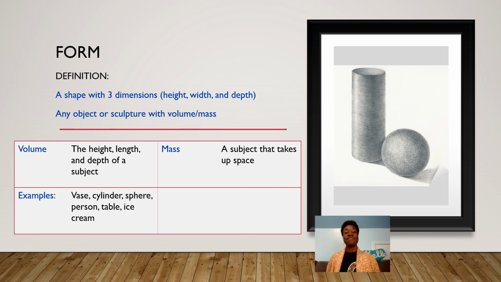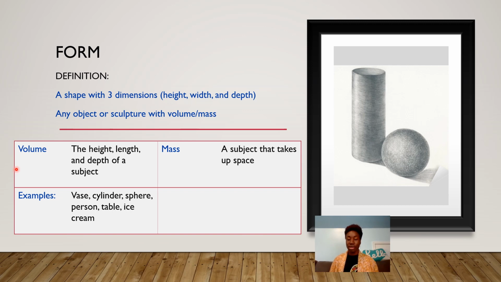The next element is form. Form is a shape with 3 dimensions. That's height, which is up and down, or how tall it is, width, left to right, or how wide it is, or depth, which is how deep something is, or how far back it goes. Any object that is a sculpture is automatically a form, but a painting or a drawing can have form as well. There are different elements in a form.